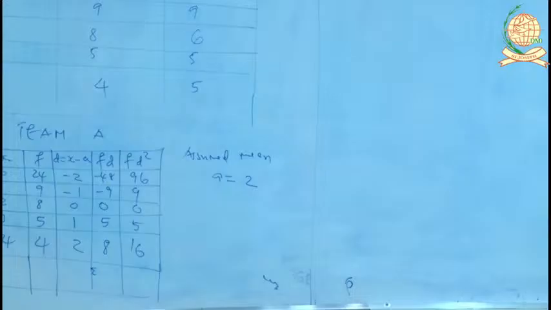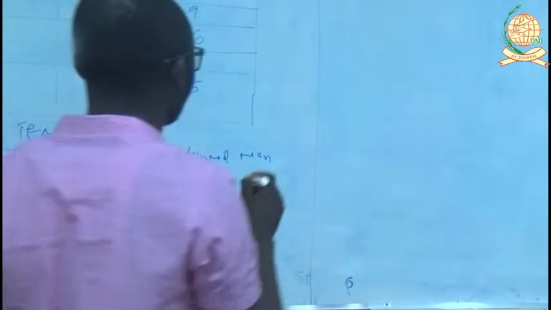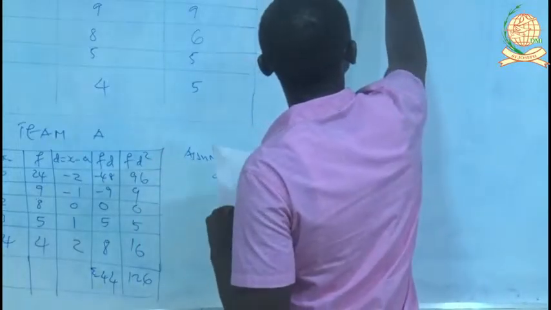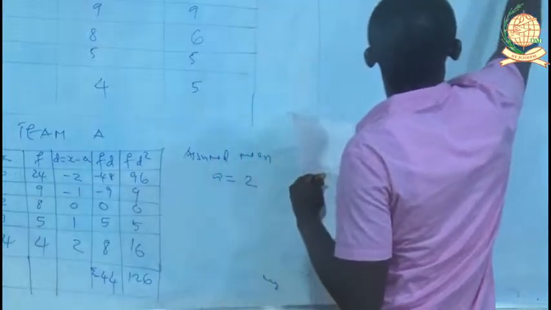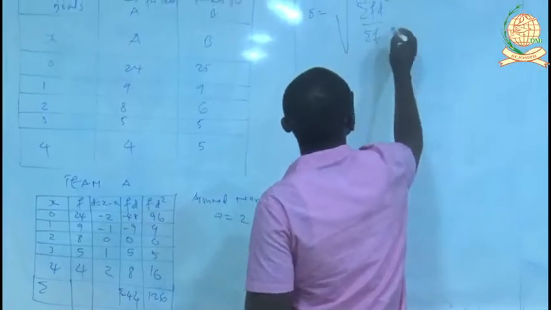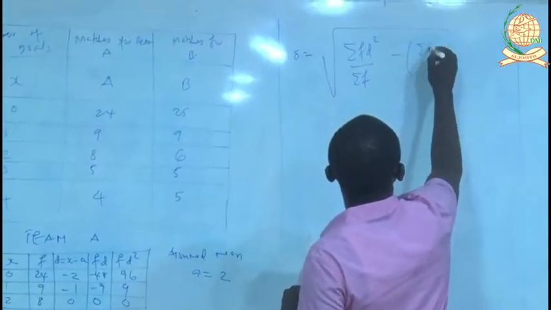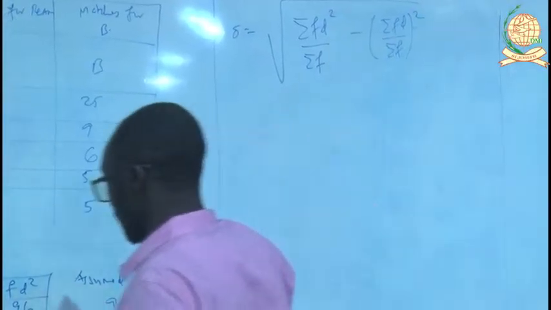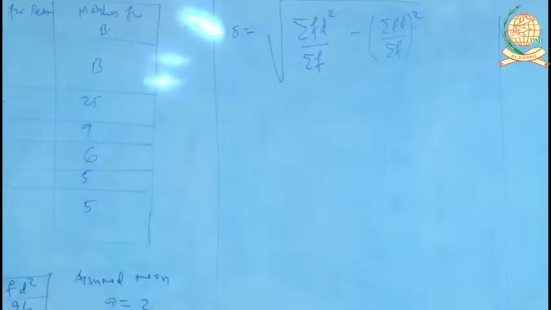So the sum of f of D here, from our table, is negative 44, and this one is 126. From there, you could now say the standard deviation is given by the square root of summation of f of D squared over summation of frequency, minus summation of f of D over summation of f, squared. This is the standard deviation. And the total frequency here is 50, the summation of the frequencies.